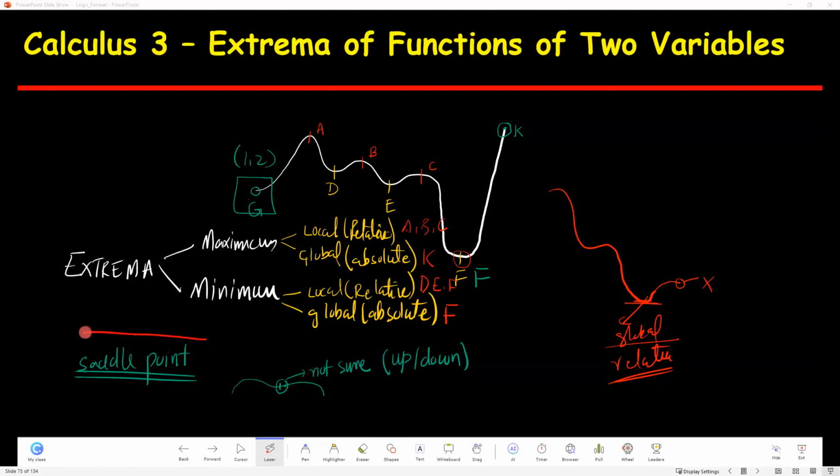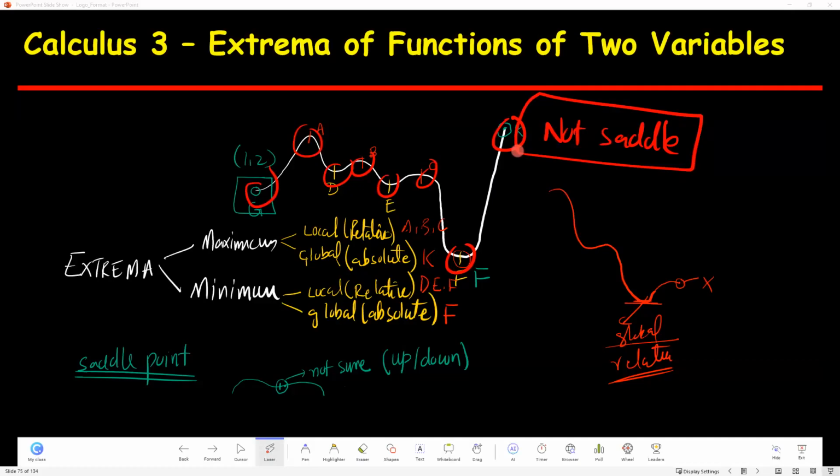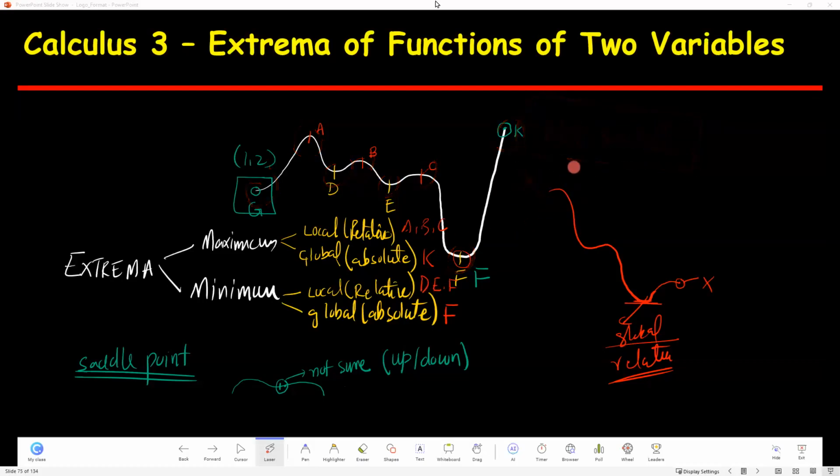So we have a problem with the saddle point. I want to check every point, like this point, this point, this point, and that point, and make sure they are not saddle. Because if there is a saddle point, I cannot do anything. I mean, a saddle point is unsure. If you give me a saddle point, I'm not going to tell you it's a minimum or maximum because I'm not sure.